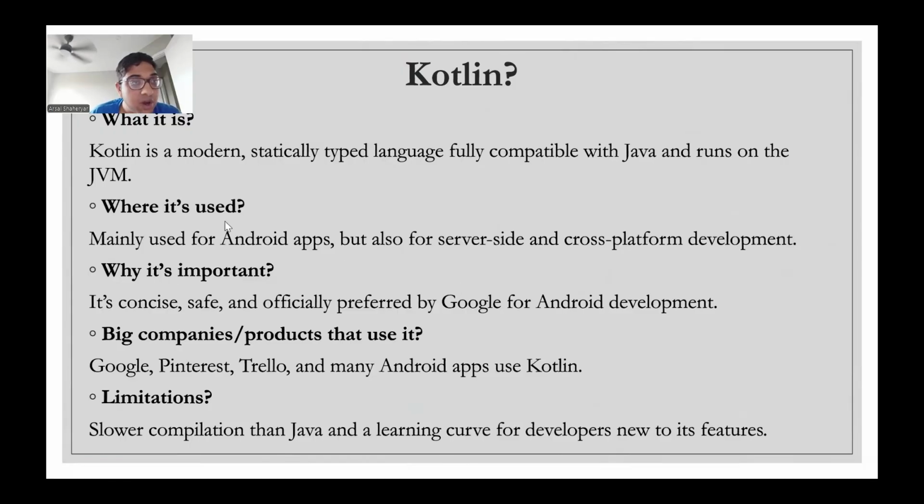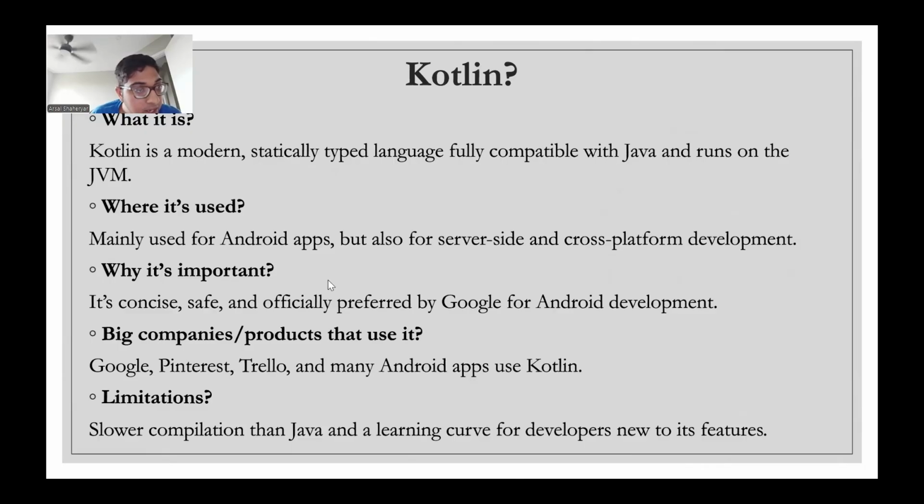Kotlin is a modern statically typed language fully compatible with Java and runs on the JVM. Where is it used? Mainly for Android apps, but also for server-side and cross-platform development.